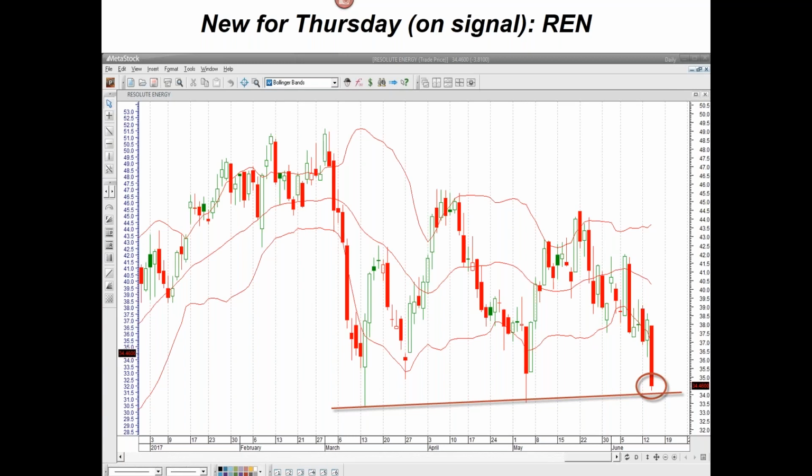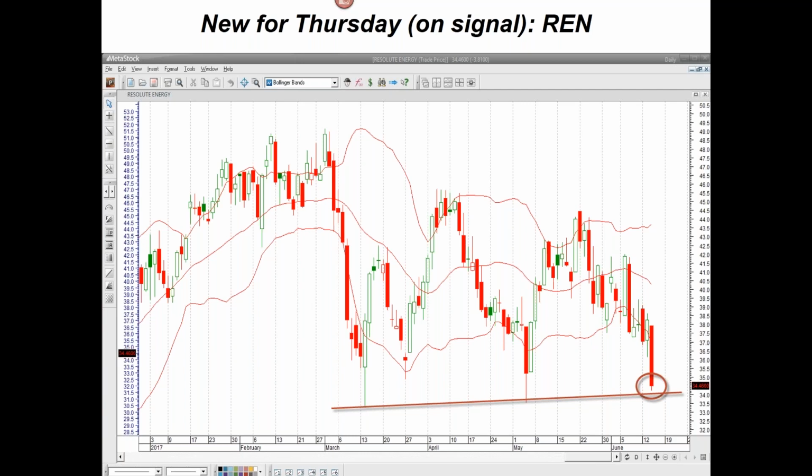You can hold it for 5 days and exit regardless. You can exit at the 20 period moving average up here around over 40. You can wait till it hits the upper Bollinger Band up around 44. You can sell half at the 20 and half at the upper Bollinger Band, however you want to do it. But I would certainly set a stop loss below this support line, down maybe below 33 or around 33 and a half. And I would certainly exit after 5 days if it hasn't gone anywhere. If it's not moving back up after 5 days, I would be out.